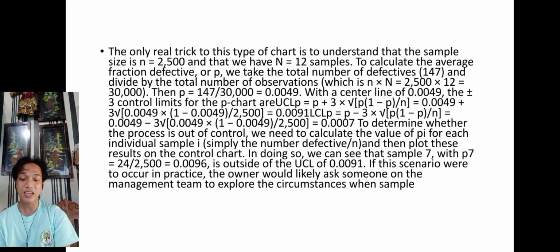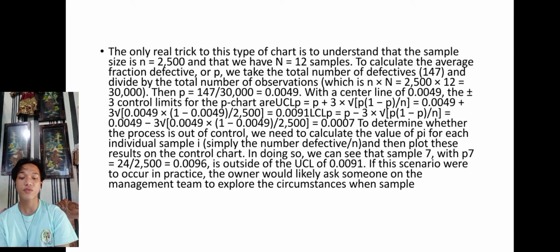The plus or minus 3 sigma control limits for the P chart are: UCL_P equals p-bar plus 3 times the square root of p-bar times 1 minus p-bar, divided by n, equals 0.0049 plus 3 times the square root of 0.0049 times 1 minus 0.0049, divided by 2,500, equals 0.0091.